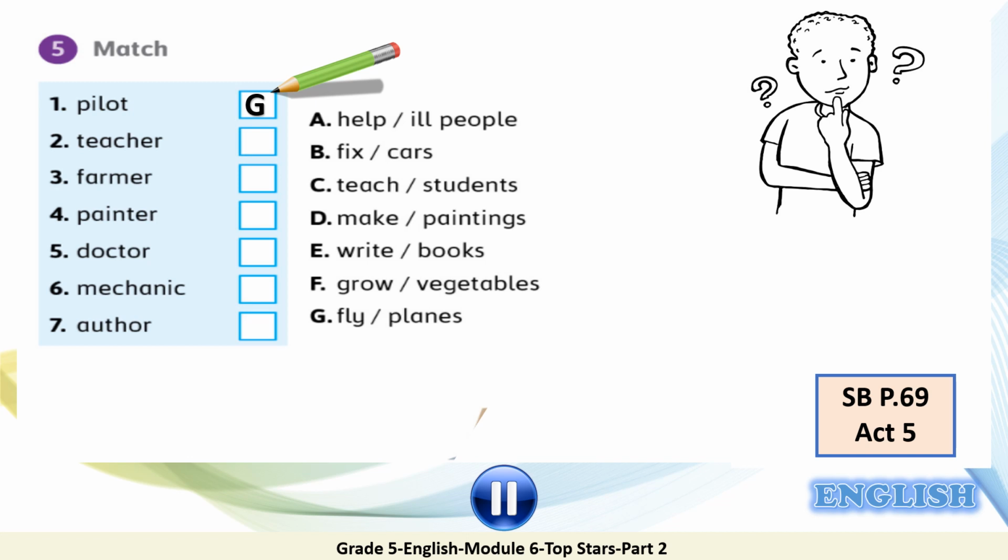Let's see. 2. Teacher. It's C. Teach students. 3. Farmer. It's F. Grow vegetables. Let's move to number 4. Painter. What do you think? Excellent. D. Make paintings. Number 5. Doctor. It's A. Help ill people.